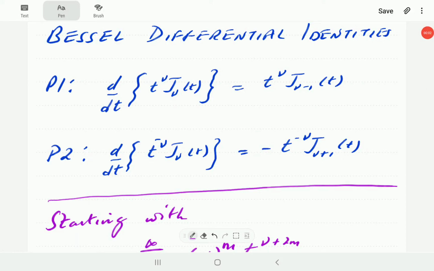All right, in this video we continue looking at the differential identities of Bessel functions. In a previous video we have derived the first one. In this video we're going to derive the second one here.